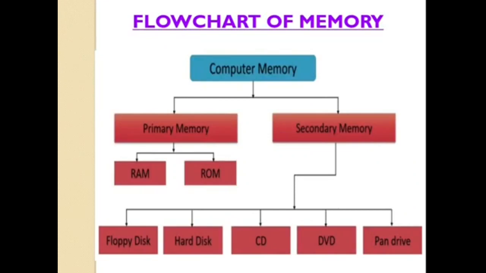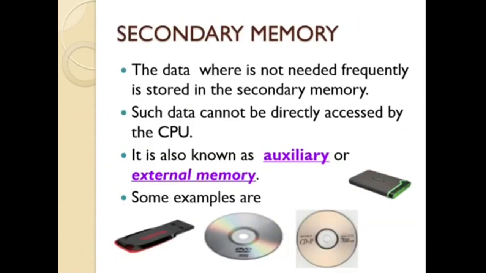Okay? So computer memory has two categories: primary memory and secondary memory. The primary memory is divided into two categories, RAM and ROM. The secondary memory is divided into pen drive, DVD, CD, hard disk, and floppy disk. Now we are going to see the secondary memory.